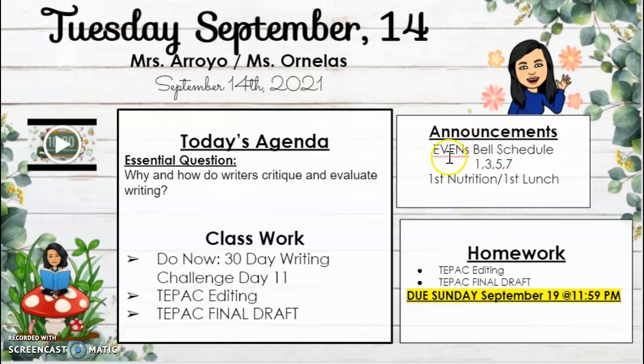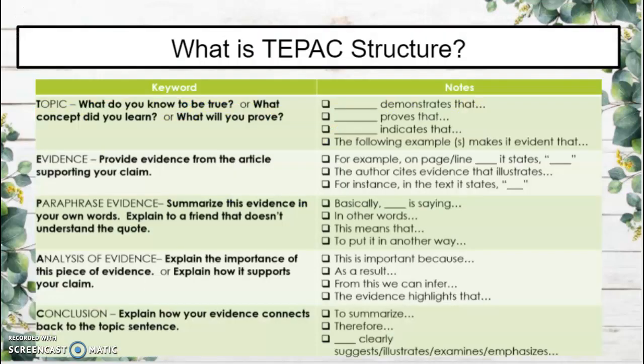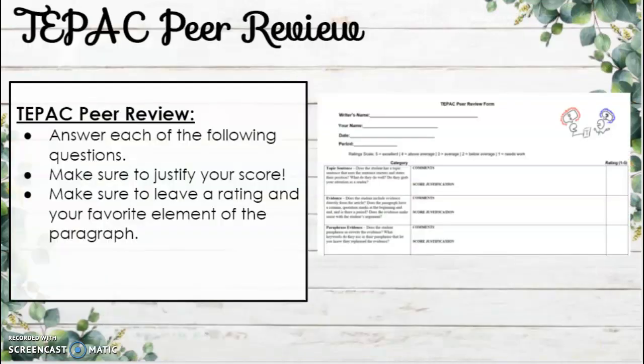Evens today as well, okay? I apologize, it says 2, 3, 5, and 6, but no, it is 2, 4, 6, and 8 for today. Our 30-day writing challenge for today is I am motivated when, or I am motivated by, blank. Okay, you're going to look at TPACK structure again, and then we're going to do some TPACK peer review.